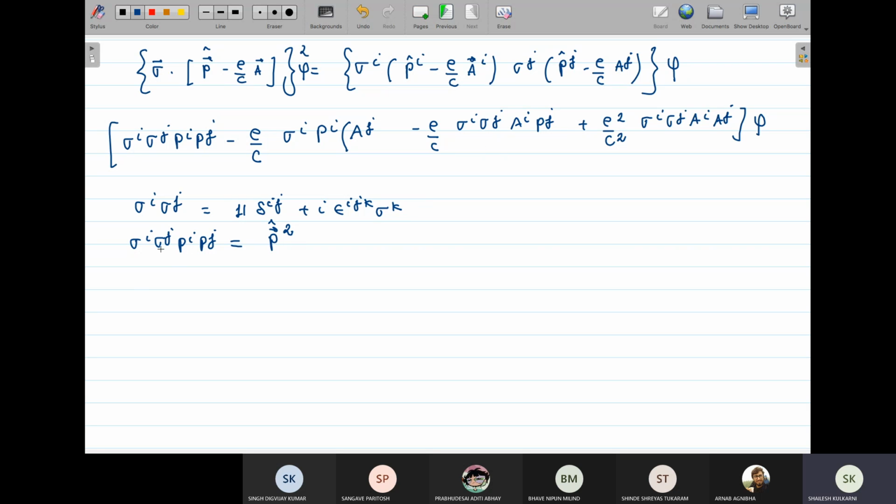Now let us concentrate on this. What is this, sigma i sigma j A_i p_j? It is identity times delta_ij A_i p_j, so this is like A dot p, plus i times epsilon_ijk sigma_k A_i p_j. Keep this as it is.